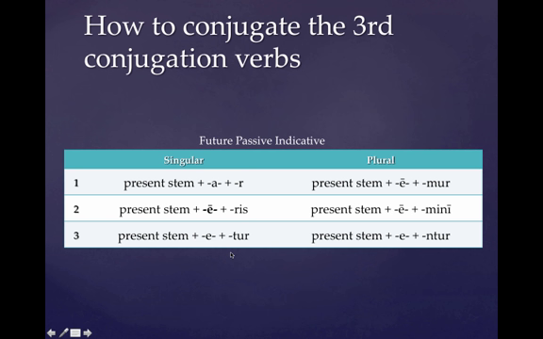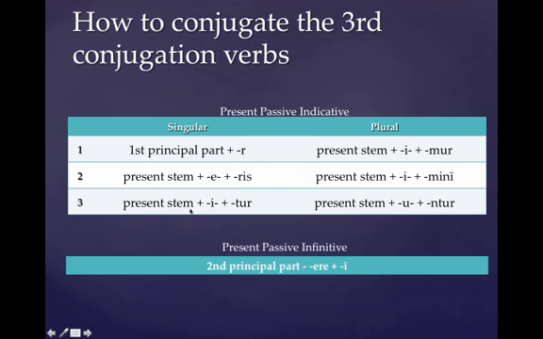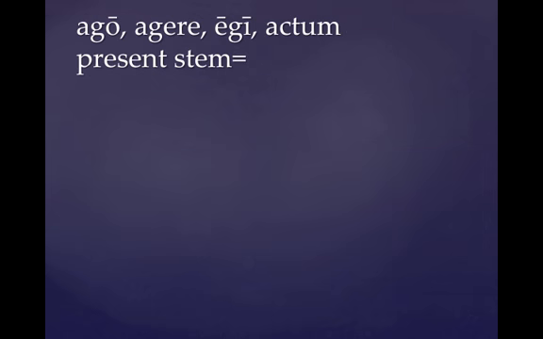For the passive, same thing. Present stem plus an A for the first person singular only, plus the R. And then for the rest of them, the second and third singular, first, second, and third plural, you get your present stem plus the E plus the passive endings. But again, remember, this E in the second person singular has a macron, and that's important because that's the only difference between this form, the future passive indicative, and this form, the present passive indicative. Okay? So let's see how this looks on an actual verb.